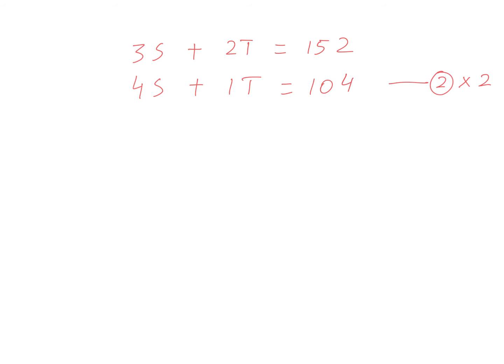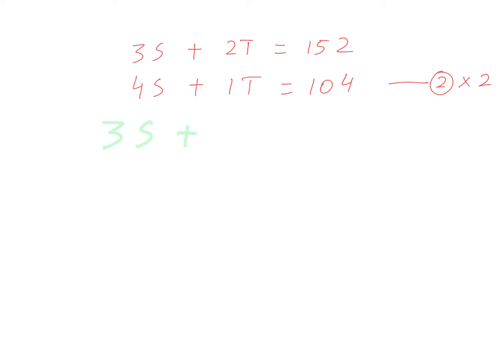Let's try another. So if I have something like 3s plus 2t is equal to 152, and 4s plus 1t is equal to 104. Now in this case, if you notice, the coefficients are different. The coefficients of s are 3 and 4, and the coefficients of t are 2 and 1. So we can force one of the equations to become two, because if you look at the coefficient of t, in the first one it's 2, in the second one it's 1. So if I multiply the entire equation by 2, I'll ensure that all my coefficients are the same.